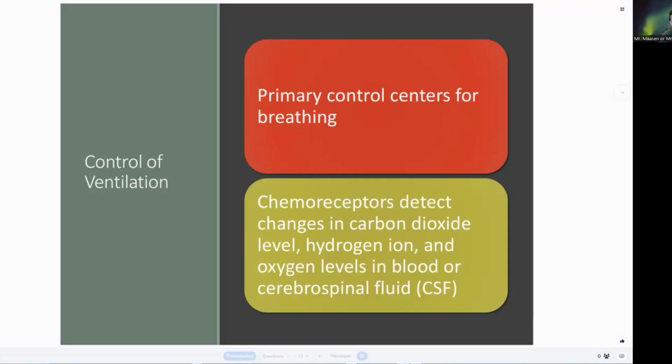And so we have chemoreceptors that detect changes in O2, CO2. Mainly they're detecting changes in CO2 and hydrogen in blood as well as CSF, and then they dictate our breathing pattern based on that. They're much more responsive to CO2 levels actually than oxygen, and we'll talk about that more with the chronic lung diseases in a minute.